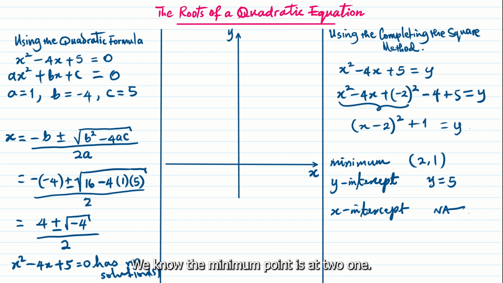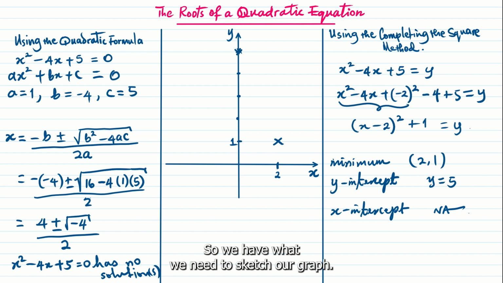I think with this one, we should be able to sketch our graph. We know the minimum point is at 2 and 1. So let's label this at 2, and label this as 1 if you like. So that'll be 2, 3, 4, 5. Okay, so that'll be 2, 1 right there. And we could label our 5. So we have what we need to sketch our graph.